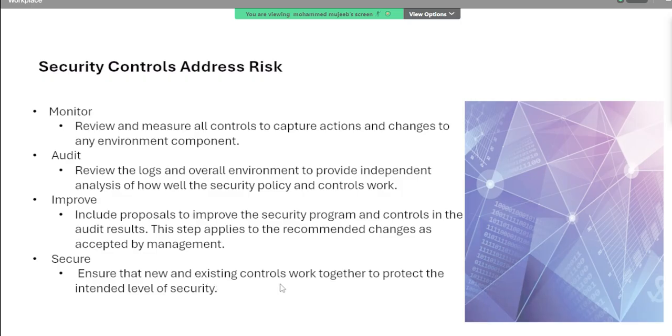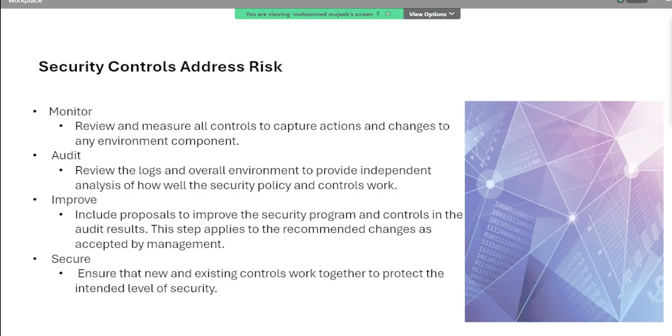Ensure that new and existing controls work together to protect the intended level of security. So we also need to make sure that all the controls are working together to protect the intended level of security. Some of the controls might not work, so you might have to implement two controls. So you also have to check, once you apply any control, whether that control is effective or not.